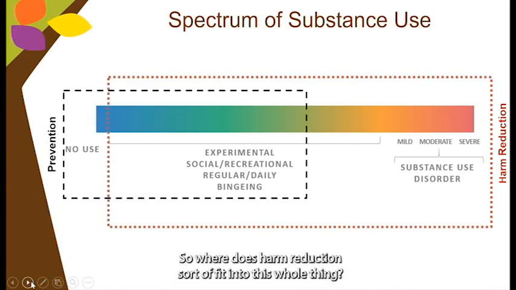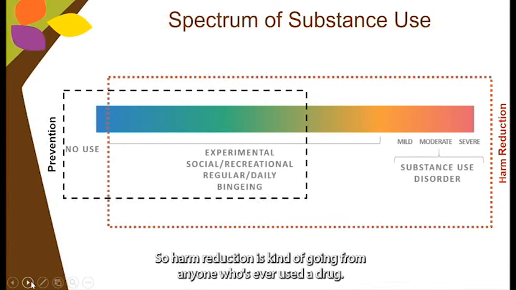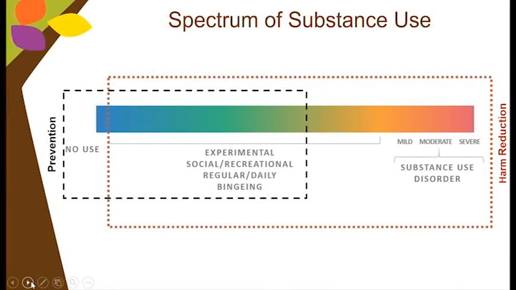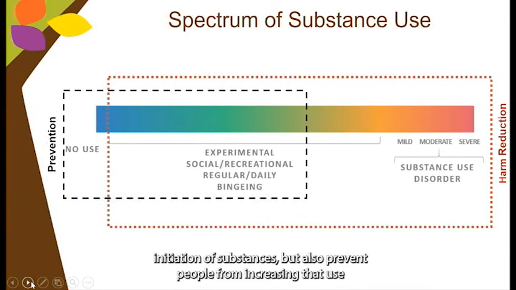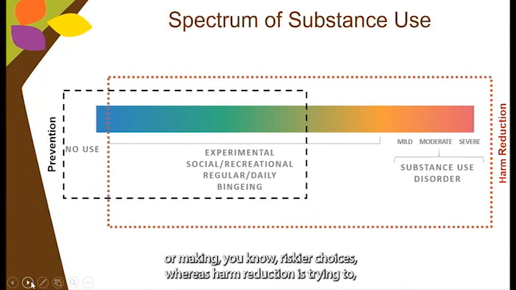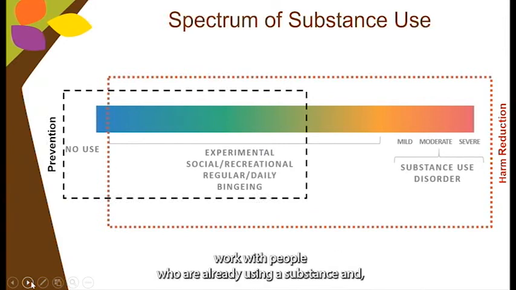So where does harm reduction sort of fit into this whole thing? Harm reduction is kind of going from anyone who's ever used a drug, so anyone using drugs all the way up until substance use disorder, more in the severe section. So basically everyone but the no use category. And then prevention starts with no use all the way until, let's say, that recreational range, regular range, and it's trying to prevent people from going further along that line toward that red section. So prevention is trying to, obviously, prevent initiation of substances, but also prevent people from increasing that use or making riskier choices. Whereas harm reduction is trying to work with people who are already using a substance and make that less risky for them.